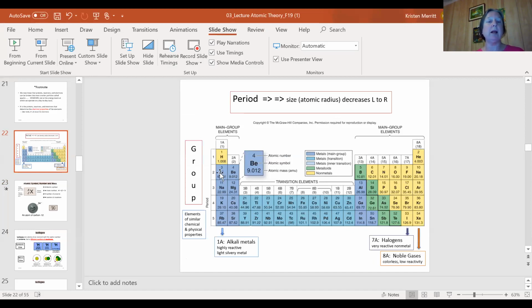And then it has 1 outside, and that's called the valence electron. So we're going to get to that. All right.